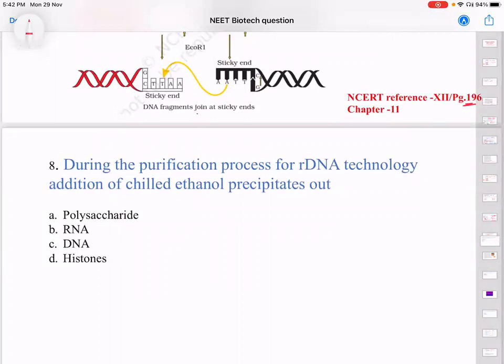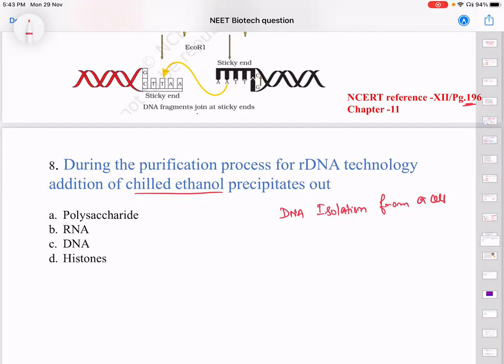During the purification process of rDNA technology, the addition of chilled ethanol precipitates out. Fine. Again, this is from the principles chapter. In that chapter, we do have a topic called DNA isolation from a cell. I have even given a video on it. If you want, you can go through it so that you'll understand this DNA isolation with more clarity. I'll try to summarize as far as possible.